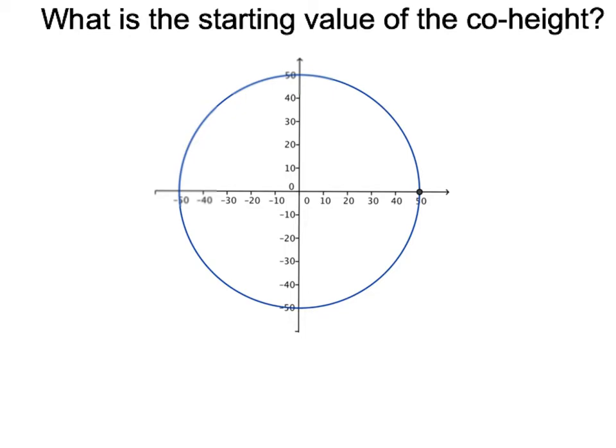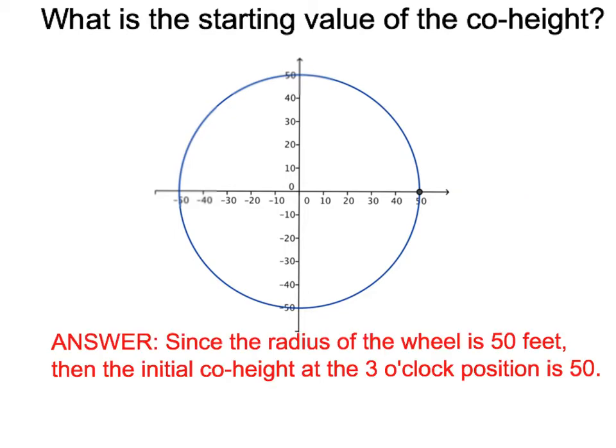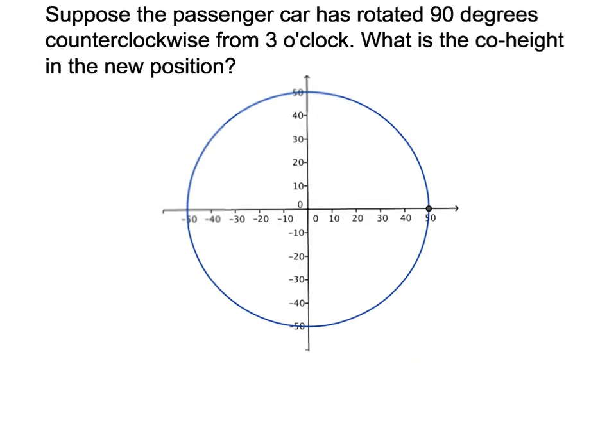What is the starting value of the co-height? 50, yes. And that's in this example only. It'll just be the radius for whatever problem you happen to be doing at that time. Since the radius of the wheel is 50, then the initial co-height at the 3 o'clock position is 50. Suppose the passenger car has rotated 90 degrees counterclockwise from 3 o'clock. And here's where it ends up. What is the co-height? 0.